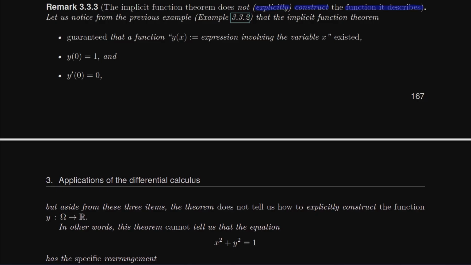It will also tell me about the value of the function there and its derivative, but it won't tell me anything else about the function if I could explicitly compute it. So sometimes it's actually quite hard to specifically compute the rearrangement that the implicit function theorem says is possible.